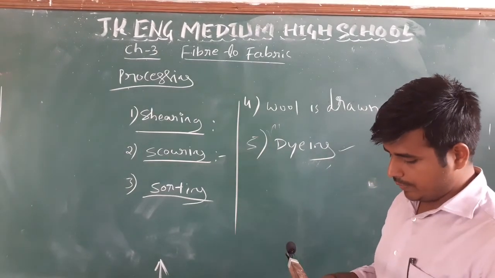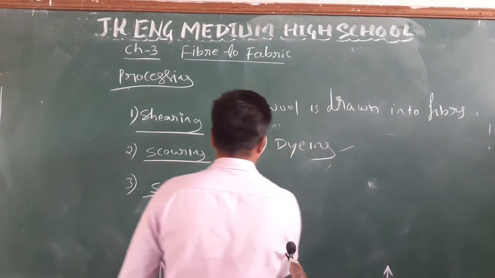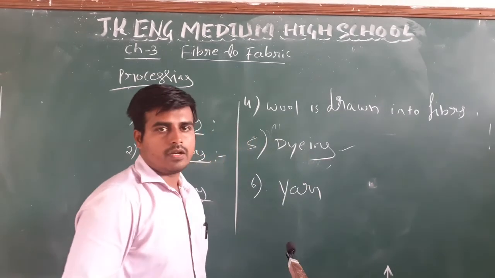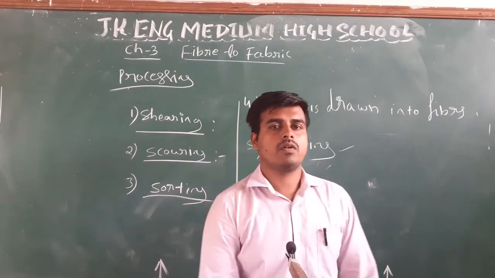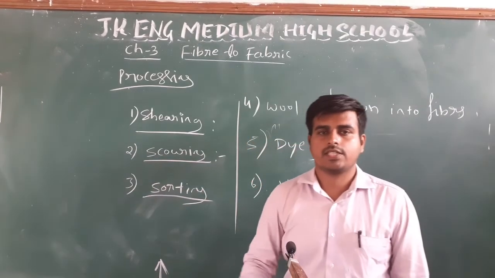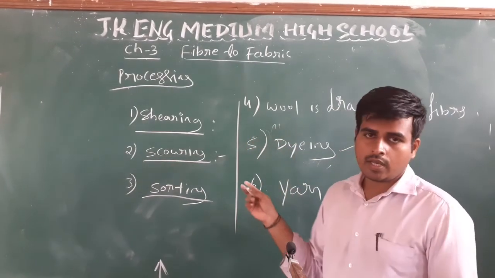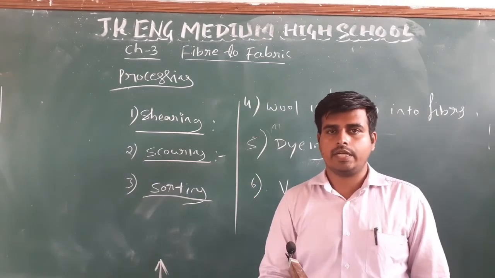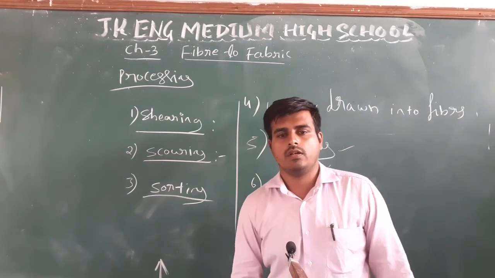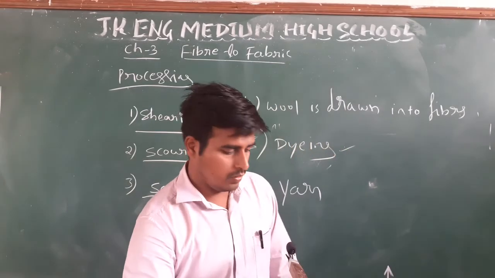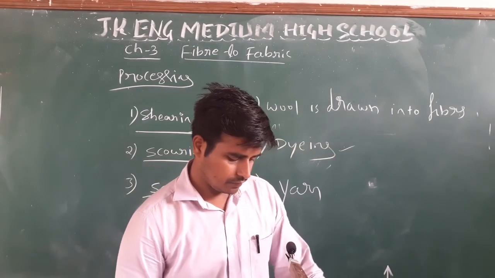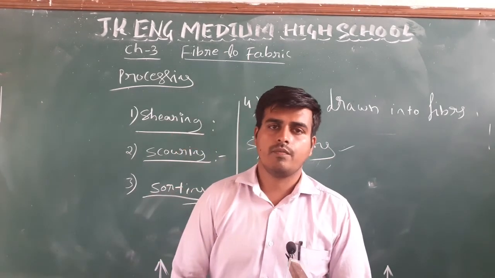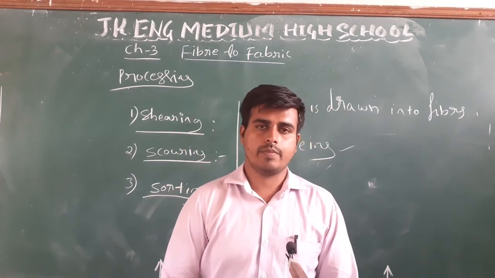Then the last step is formation of yarn. Yarn, you know, is a bundle of thread. From yarn, cloth is made. From cloth, dresses are made, or many other materials are made. This is how wool is made into fabric.